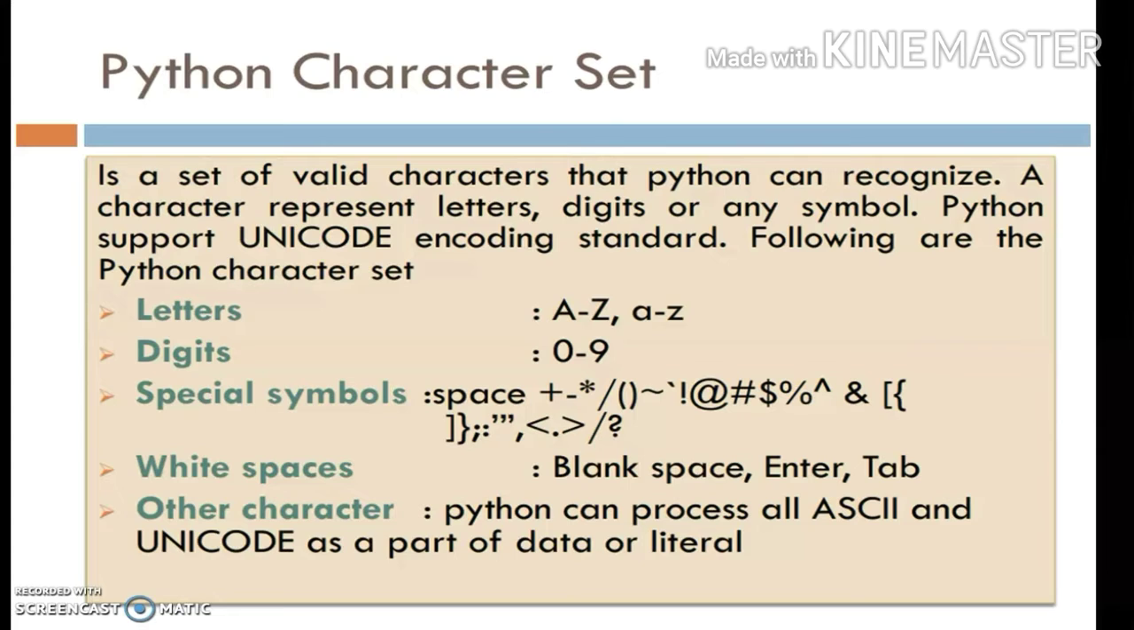ASCII means American Standard Code for Information Interchange. You already studied this in your first module. So these are the Python character set. Once again: letters, digits, special symbols, white spaces and other characters.